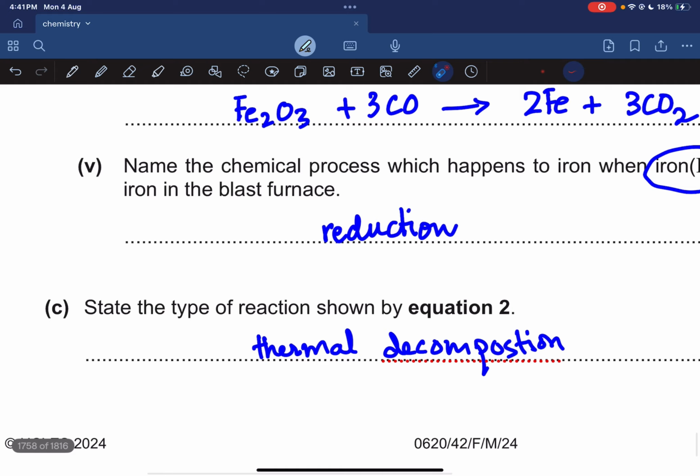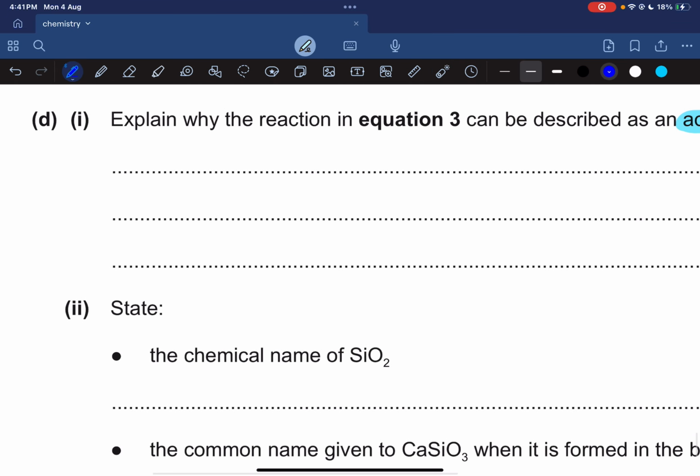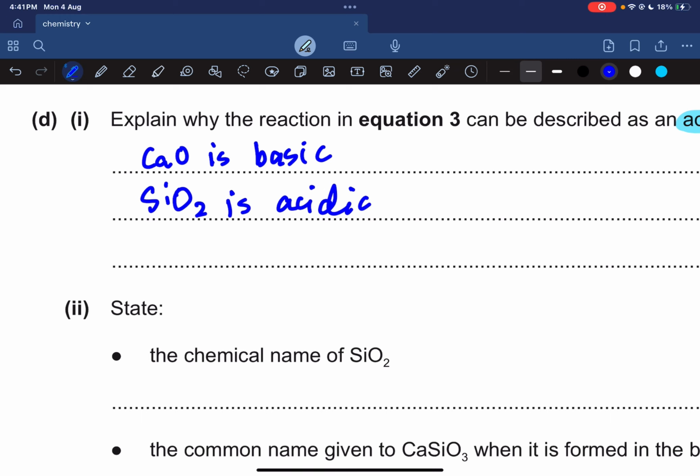So we have to write over here that our calcium oxide is basic. You just have to tell this. And your silicon dioxide is acidic. And then you have to just tell that both of them react.